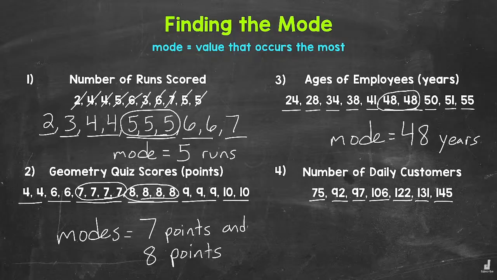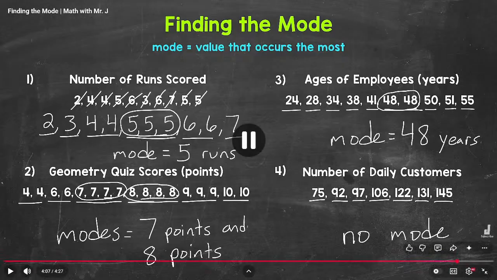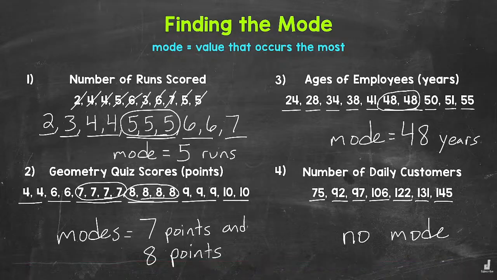Well, each of these values occurred just once. We don't have any values that occur more than the others here. Again, everything just occurs once, so we don't have a mode. Let's put no mode. See, it's okay to not have a mode. Sometimes they all occur once.